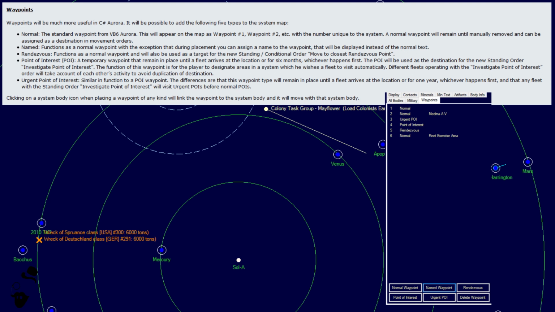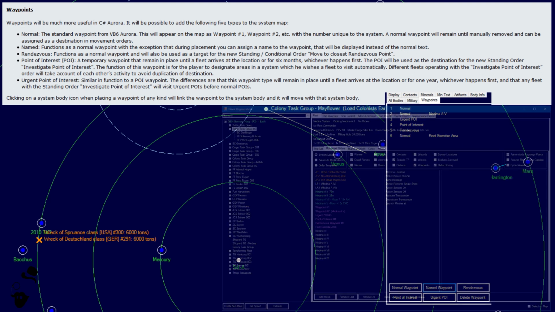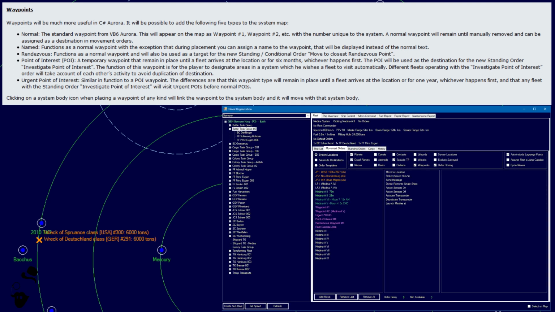Rendezvous waypoint functions as a normal waypoint and will also be used as a target for the new standing conditional order move to closest rendezvous point. Point of interest waypoint is a temporary waypoint that will remain in place until a fleet arrives at the location or for 6 months, whichever happens first. We kind of already covered this just earlier. Urgent point of interest is the same but has a higher priority, and it extends the delay to 1 year instead of 6 months. Clicking on a system body icon while placing a waypoint of any kind will link the waypoint to the system body and it will move with that system body. I think this function is actually in VB6 already, which is pretty cool.